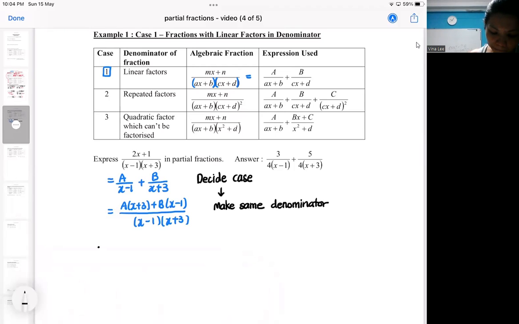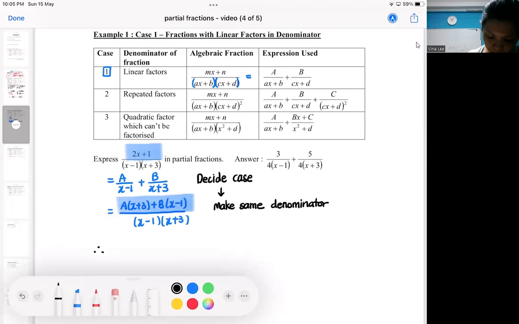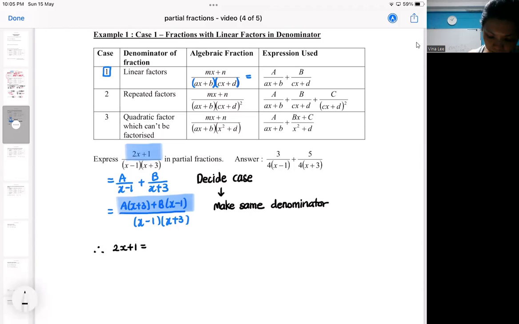Then you can start to compare the numerator. So I'm going to start comparing the new numerator with the original numerator. This is the process where you compare the numerator. When you compare the numerator, that becomes the identity.